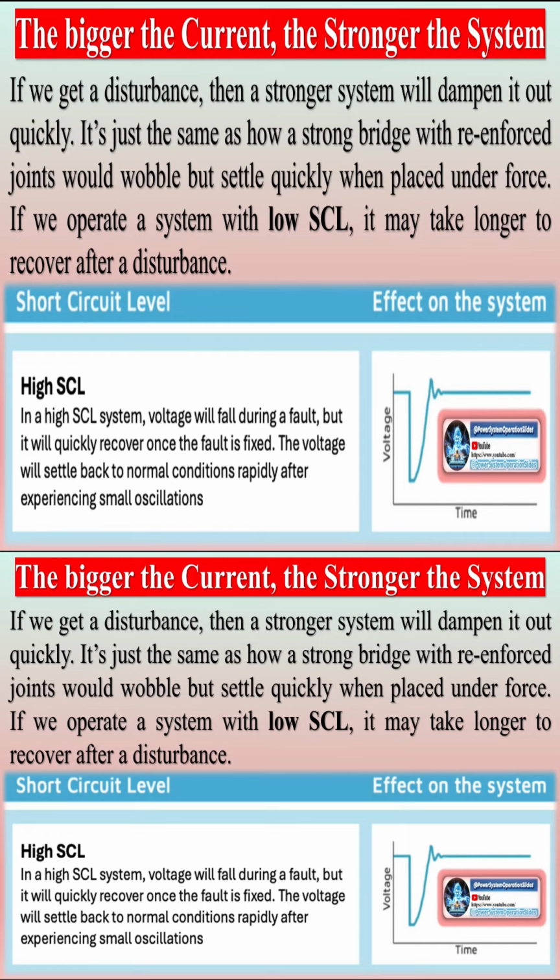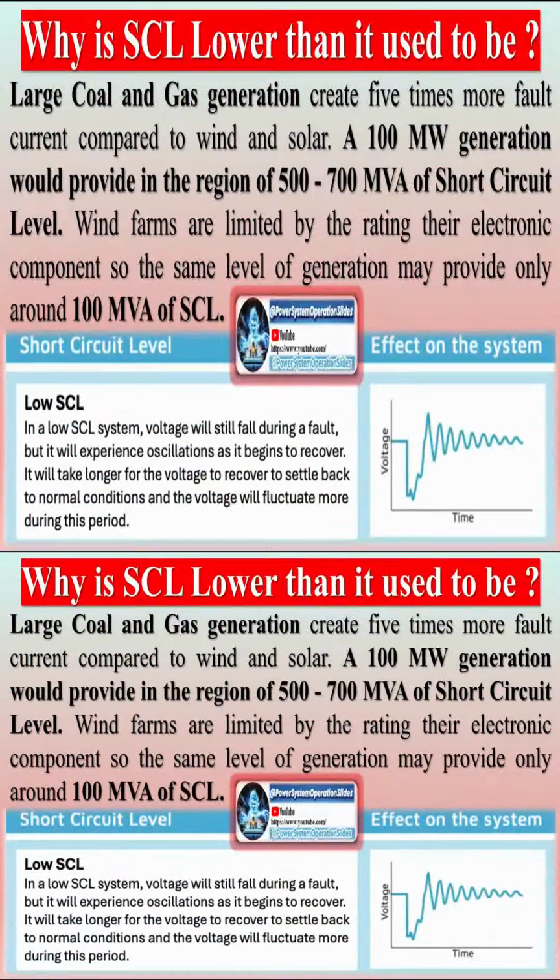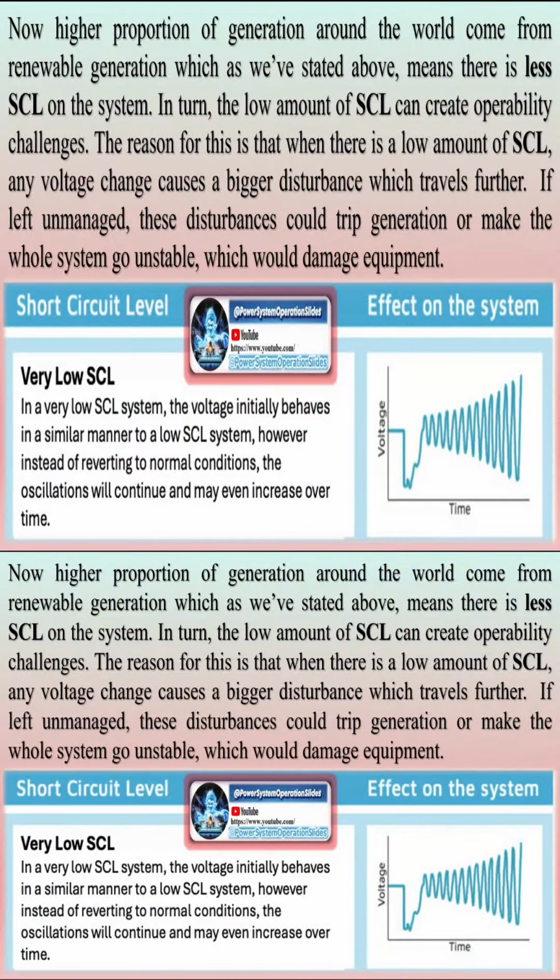Large coal and gas generation create 5 times more fault current compared to wind and solar. A 100 megawatts generation would provide in the region of 500 to 700 MVA of short circuit level. Wind farms are limited by the rating of their electronic components, so the same level of generation may provide only around 100 MVA of SCL. A short circuit current can be very large.